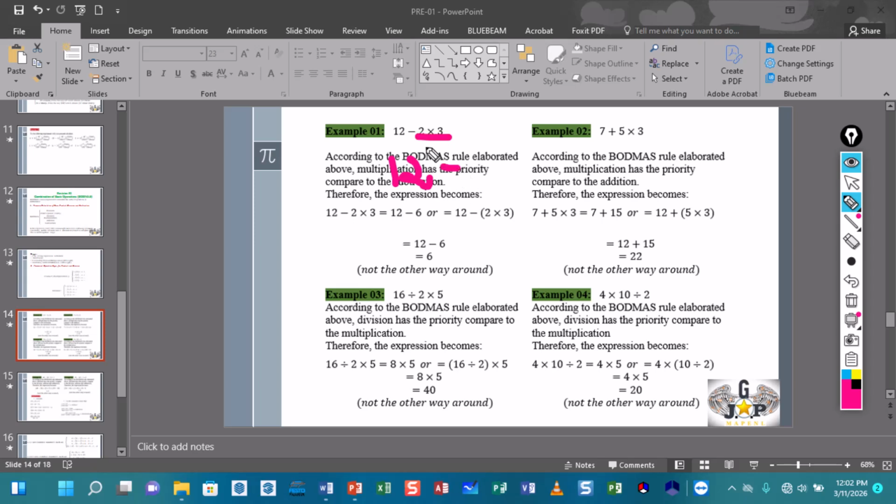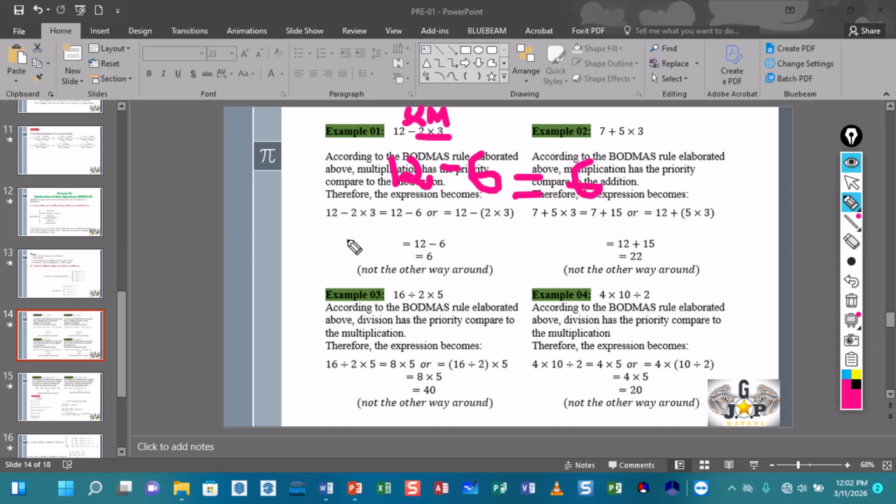These 2 times 3 gives you 6, because the multiplication, the M here, comes before the S, so meaning that M greater, S lesser, so you make it 6, then 12 minus 6 is gonna give you 6, right? That's how you get this 6 here.